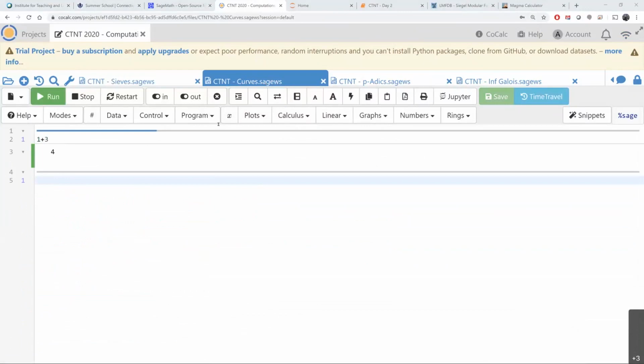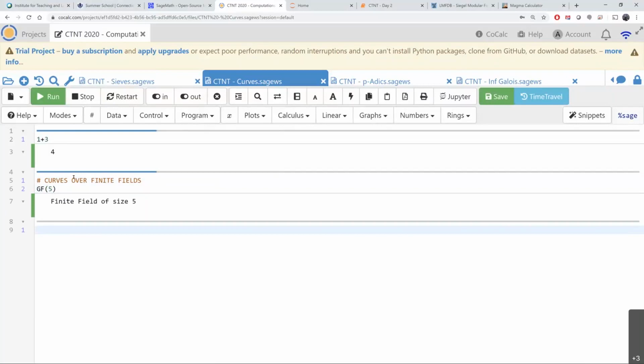Okay, so now let's move on to talking about curves. Another course on CTNT this year is about curves over finite fields, so I'm going to work on curves over finite fields now. You define finite fields by the command GF. So GF(5) is the finite field of size 5. Why is it not FF 5? It's because finite fields are sometimes called Galois fields, because Galois started a systematic study of finite fields.